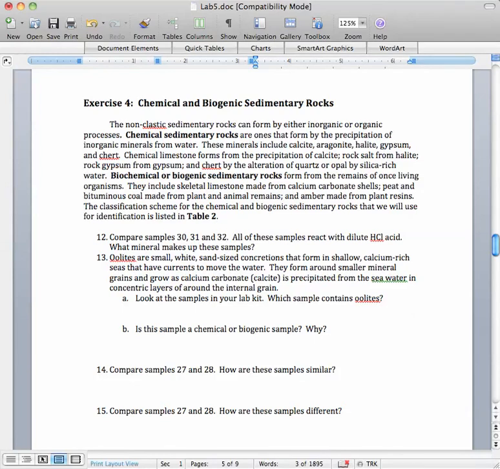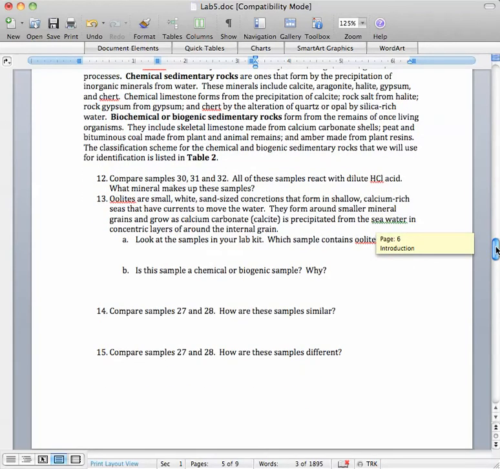Okay, in this little video I'm going to go over the second part of the lab, which is looking at chemical and biogenic sedimentary rocks. These are things that have been precipitated out of water either inorganically or organically. Some sort of organism created a shell, pulling different elements out of the water, and then the organism died and its shell later became sediment that turned into a sedimentary rock. I'm going to just talk about some differences between them.